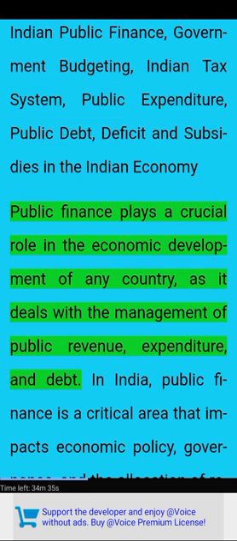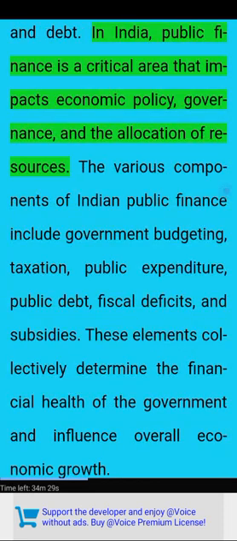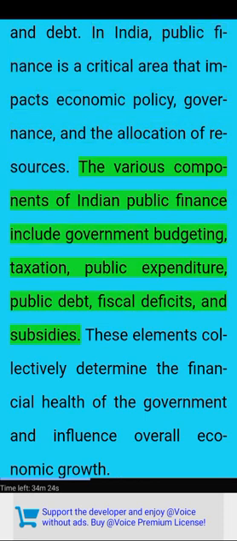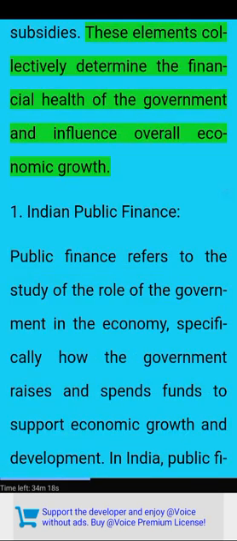Public finance plays a crucial role in the economic development of any country, as it deals with the management of public revenue, expenditure, and debt. In India, public finance is a critical area that impacts economic policy, governance, and the allocation of resources. The various components of Indian public finance include government budgeting, taxation, public expenditure, public debt, fiscal deficits, and subsidies. These elements collectively determine the financial health of the government and influence overall economic growth.